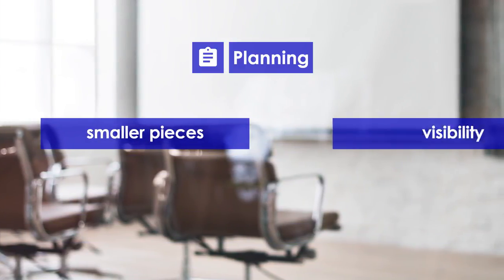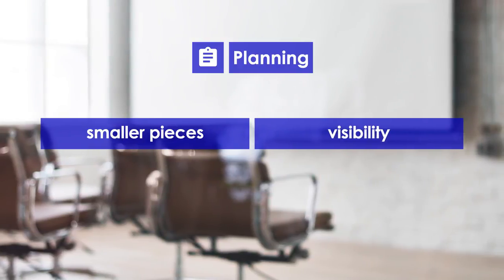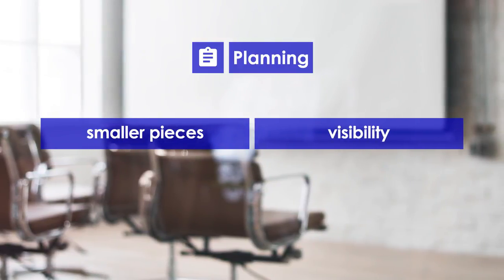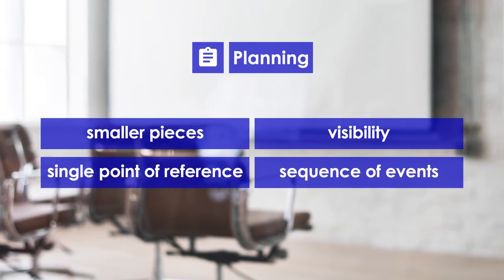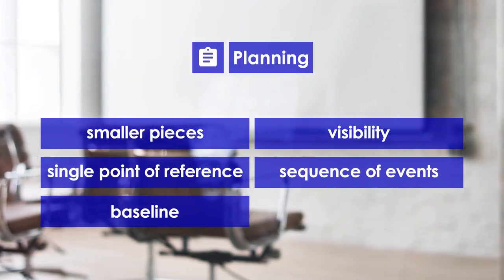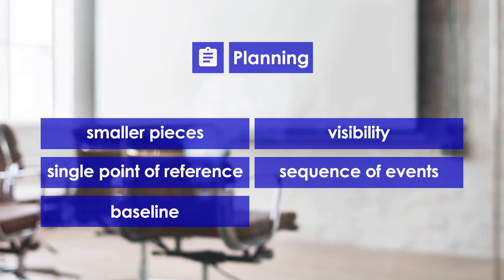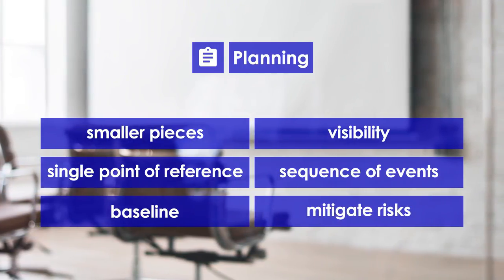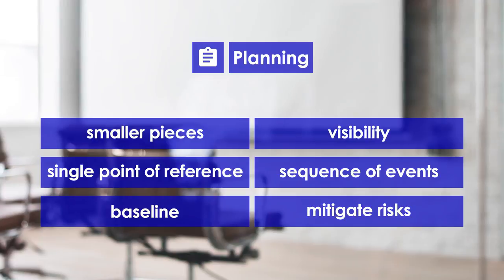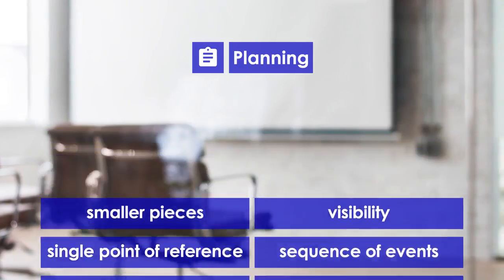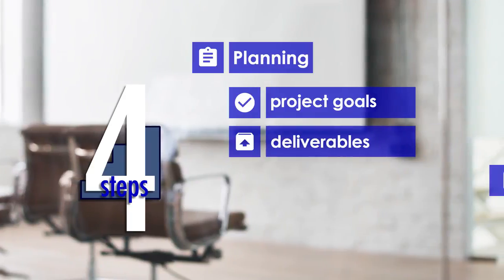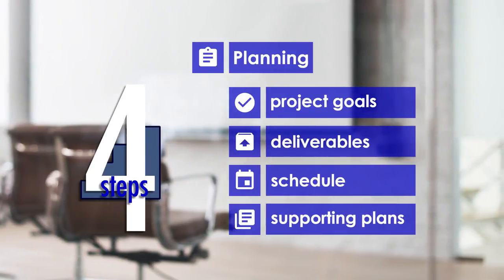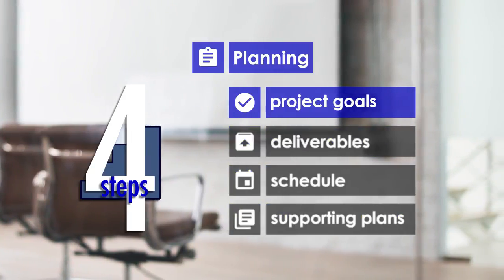This plan helps you organize and control the project by breaking the overall project down into smaller pieces, providing visibility of ambiguous tasks which might otherwise be overlooked, providing a single point of reference, describing the sequence of events, providing a baseline with which to compare project execution, anticipating potential issues or events in order to mitigate them. The planning stage generally consists of 4 steps: project goals, deliverables, schedule, and supporting plans. Let's begin with project goals.